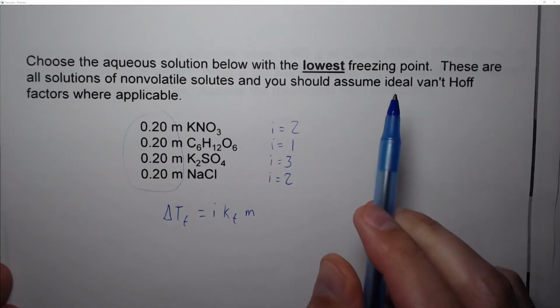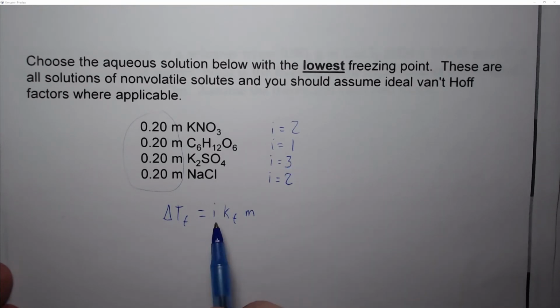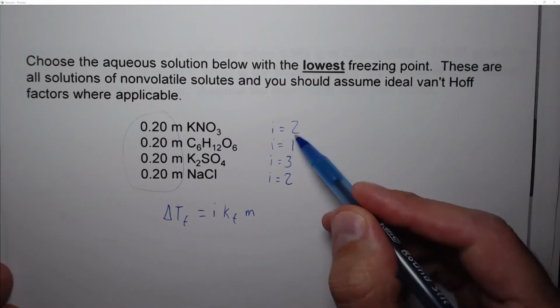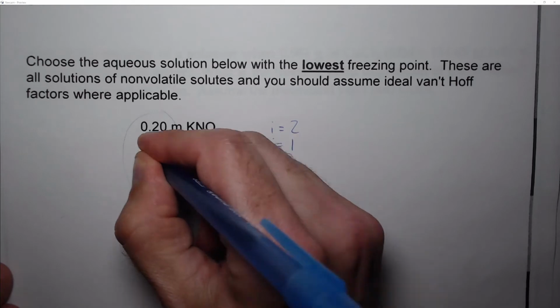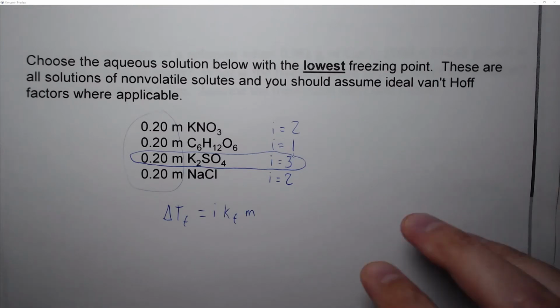So the one with the lowest freezing point is actually going to be the one with the highest van't Hoff factor. The change in temperature will be the greatest if this is 3 as opposed to if it is 2 or 1. So the answer here is the K2SO4 because it has the highest van't Hoff factor.